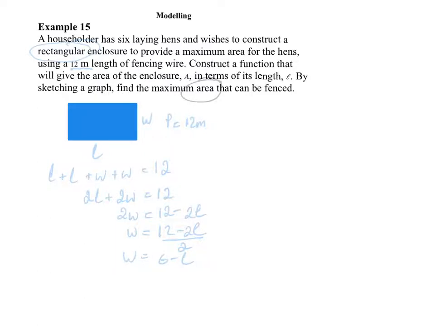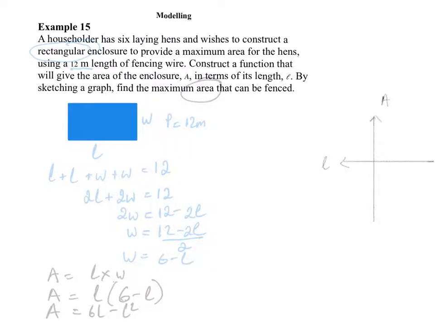So what do I know? I know that area is equal to length times width. And of course, I can't do anything at the moment. The question does ask me to construct a function that will give the area of the enclosure in terms of L. Well, I don't want the W in that rule, but I do know that W is equal to 6 minus L. So A is equal to L outside of (6 minus L). You can leave it like that, or you can expand it out: 6L minus L squared.